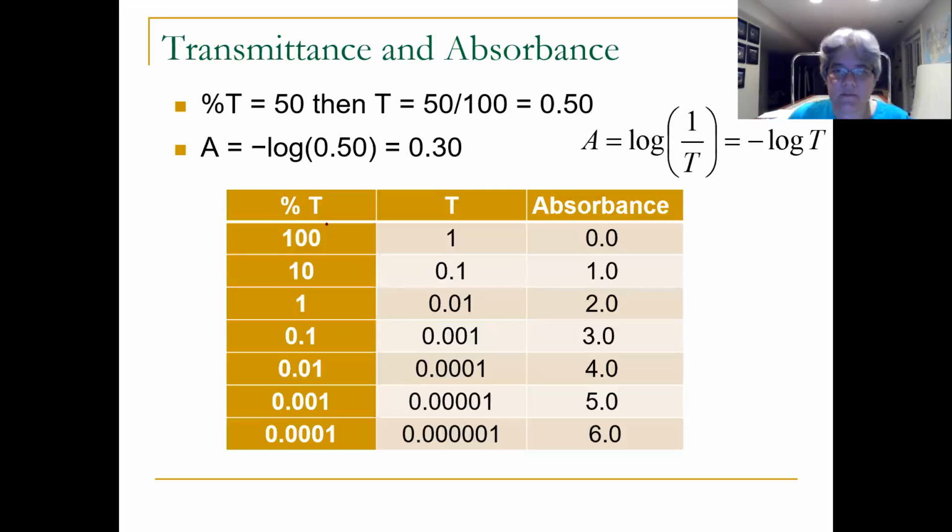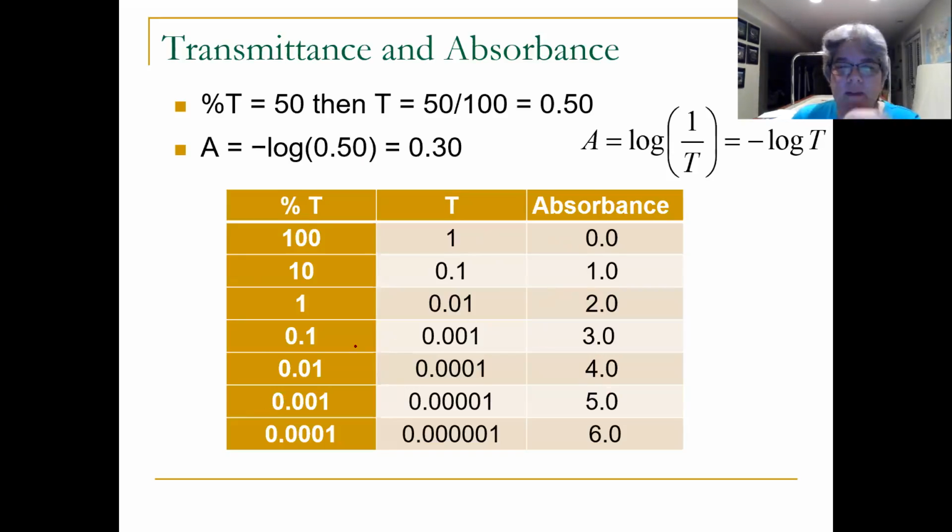Now notice, as I already talked about, as T gets smaller, absorbance gets bigger. And this table shows you some of these numbers. When it's 100% T, absorbance is 0. If I have a T of 10%, the absorbance is 1. If I have a percent T of 1, absorbance is 2. Percent T of 0.1, absorbance is 3.